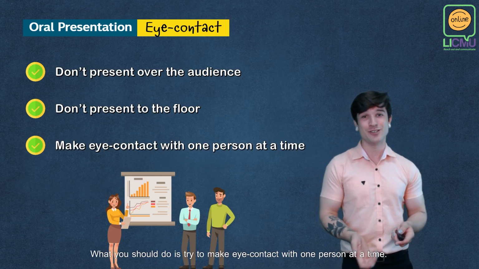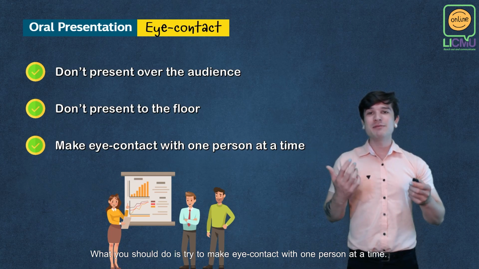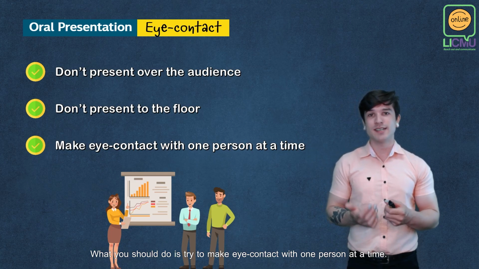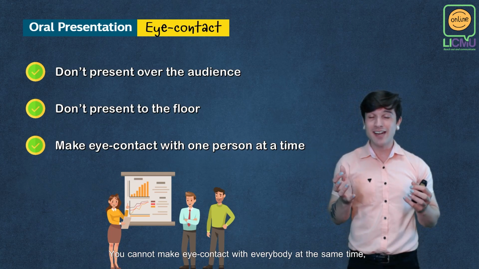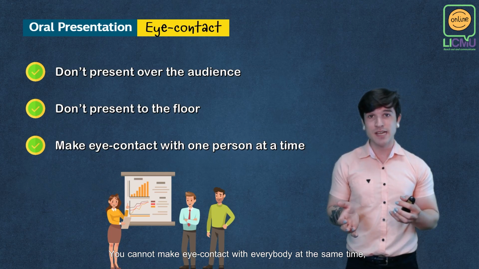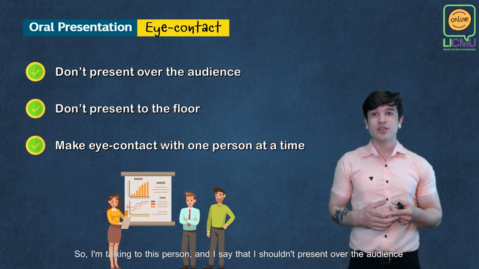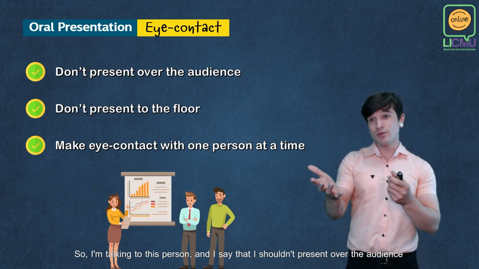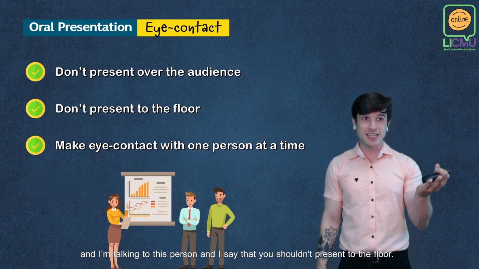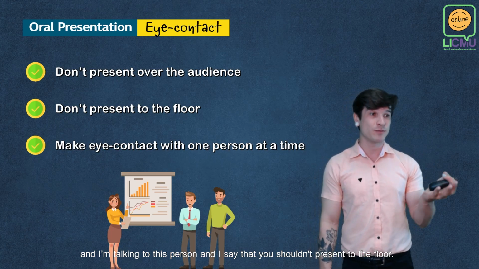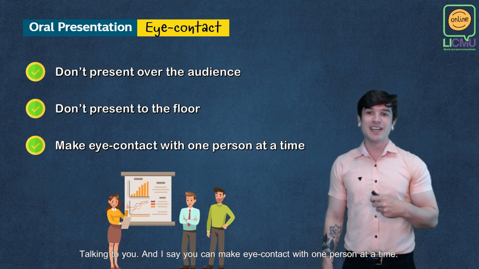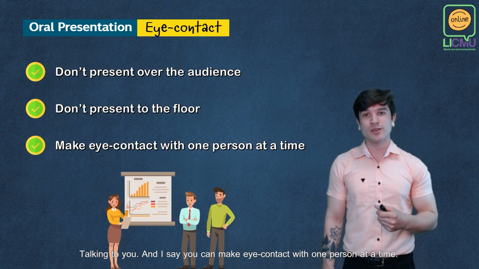What you should do is try to make eye contact with one person at a time. You cannot make eye contact with everybody at the same time, but you should look at individual audience members. So I'm talking to this person and I say that I shouldn't present over the audience. And I'm talking to this person and I say that you shouldn't present to the floor. I'm talking to you and I say you can make eye contact with one person at a time.